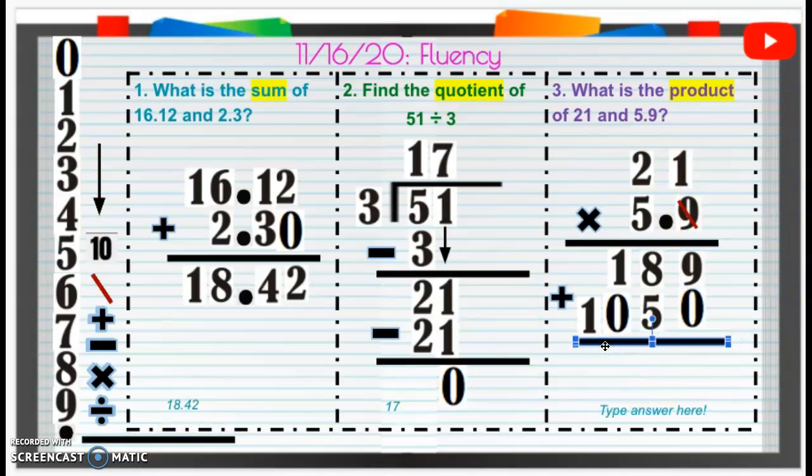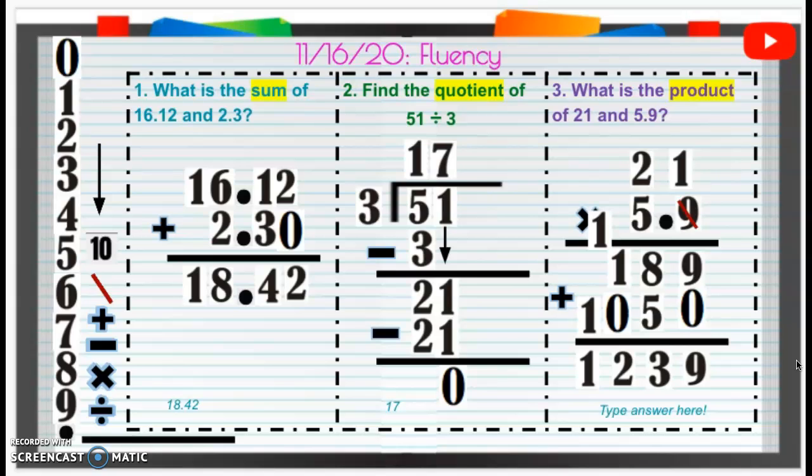All righty, now we have 9 plus 0, which is 9. 8 plus 5, 8, 9, 10, 11, 12, 13. I'm going to carry that 1 and drop that 3. 1 plus 1 plus 0 is 2. And then 1 plus 0 is 1. So is my answer 1,239?